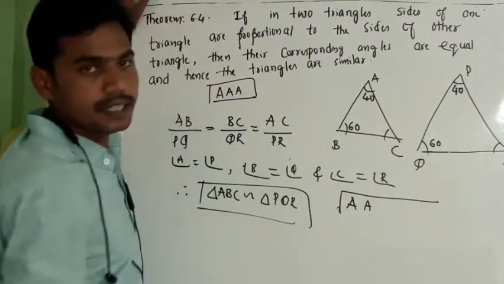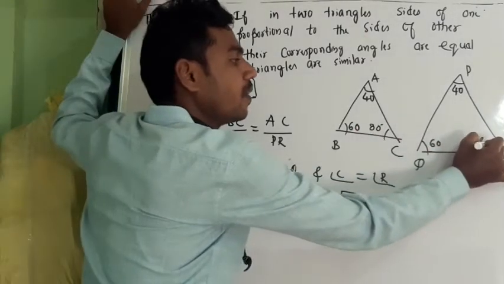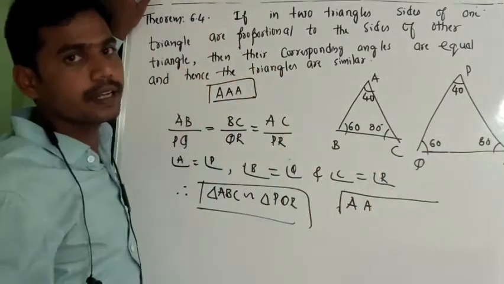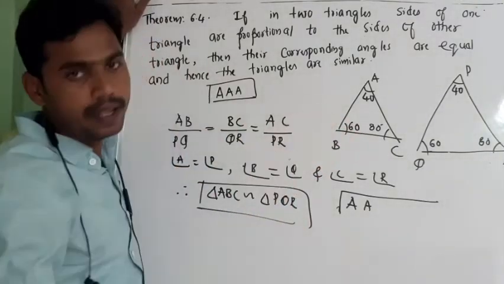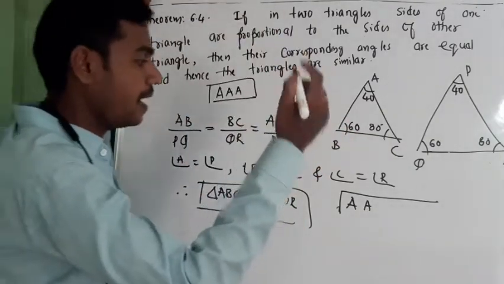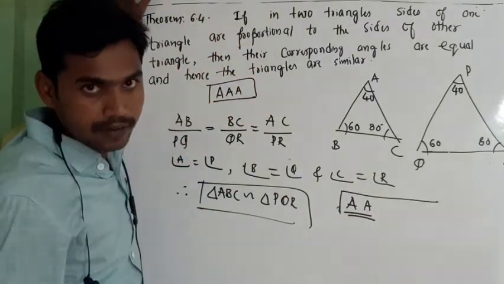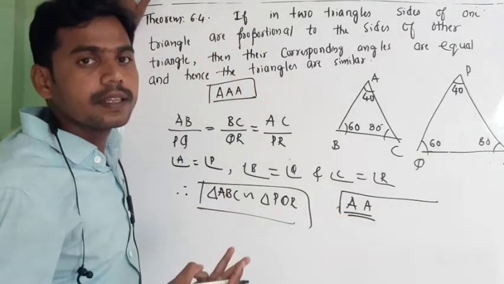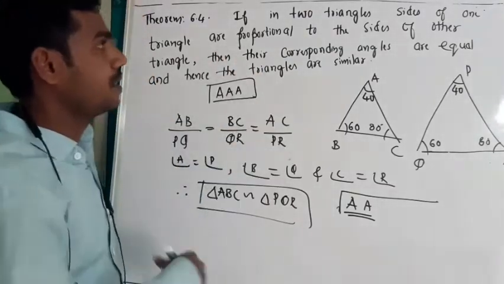See, 40 plus 60 is 100. Obviously the third will be equal to 80. This will also be equal to 80. Even if two angles are equal, then also the third angle by default will be equal. Please note that criteria is called AA similarity criteria. If three angles are equal, then it is AAA similarity criteria. Please note this down.